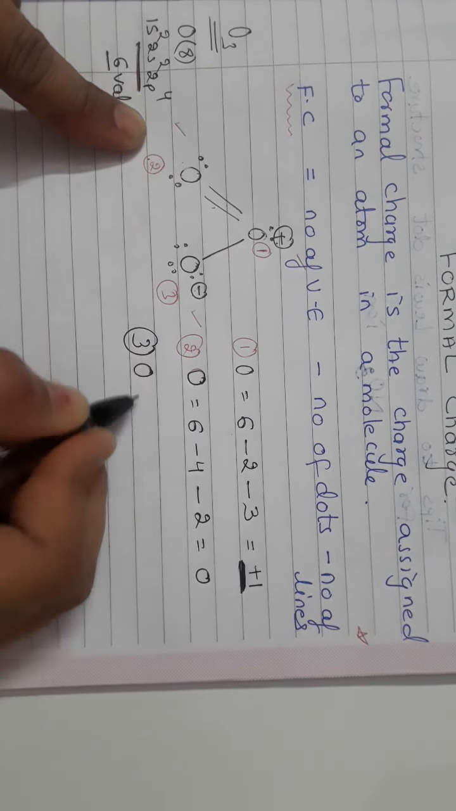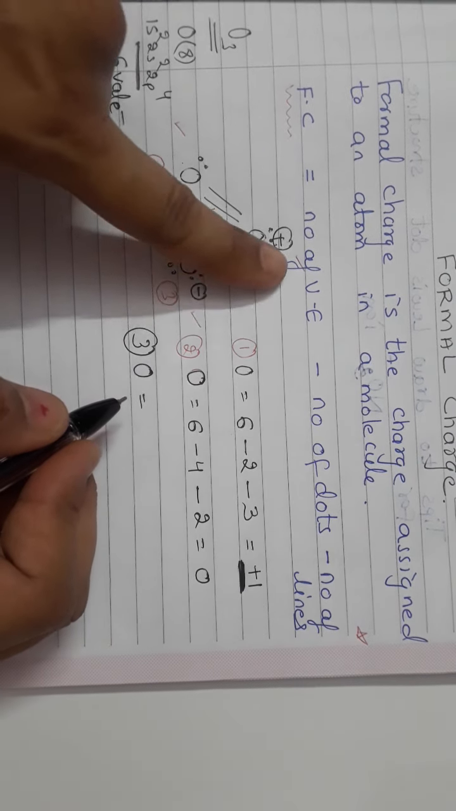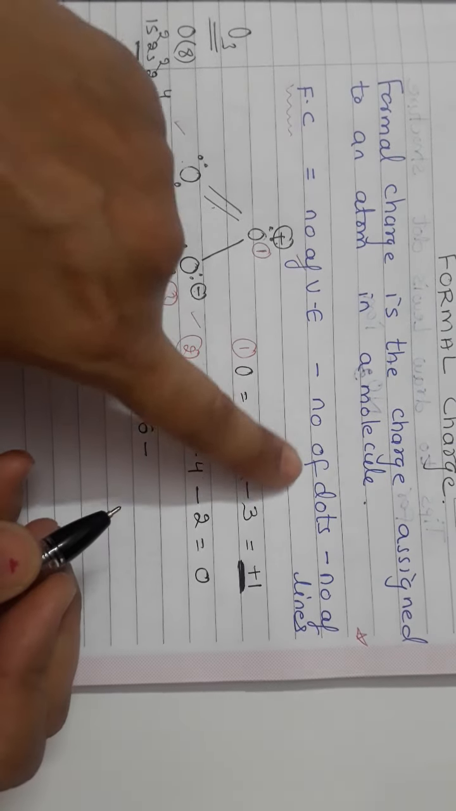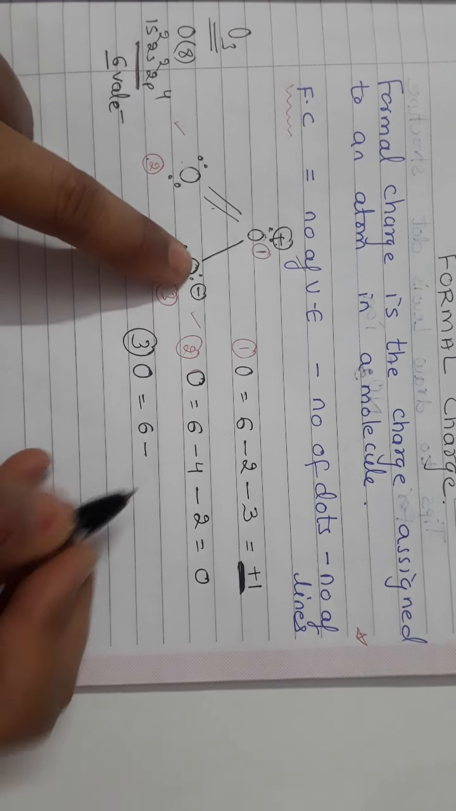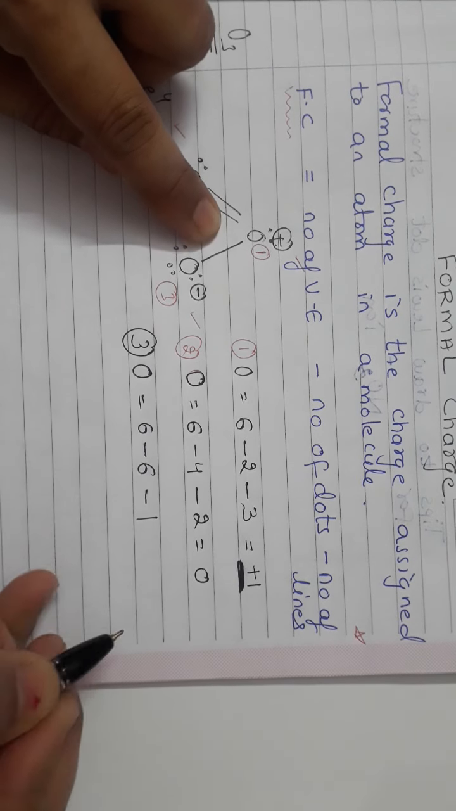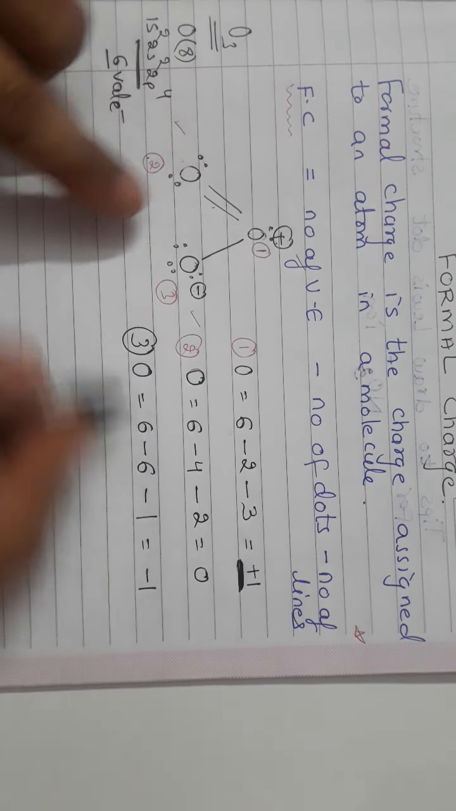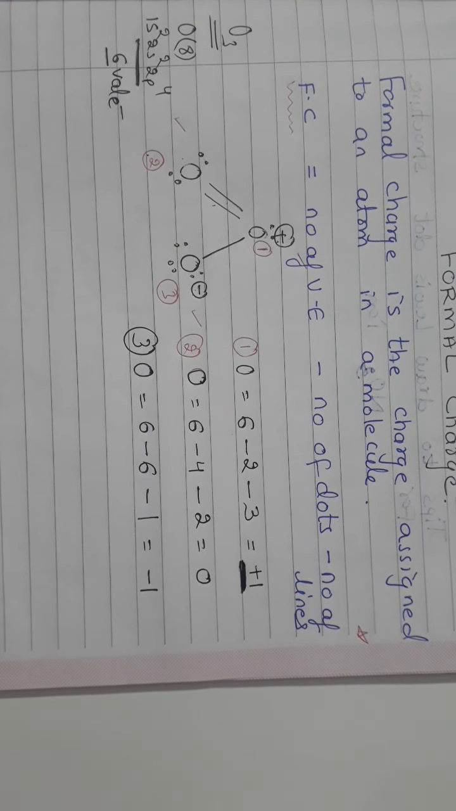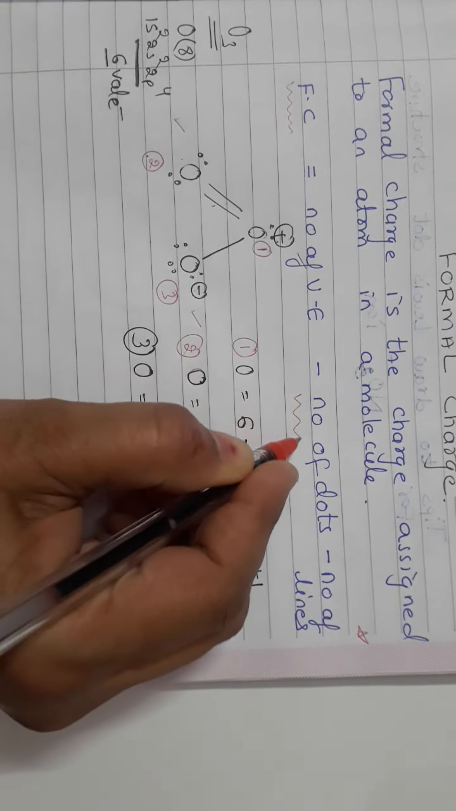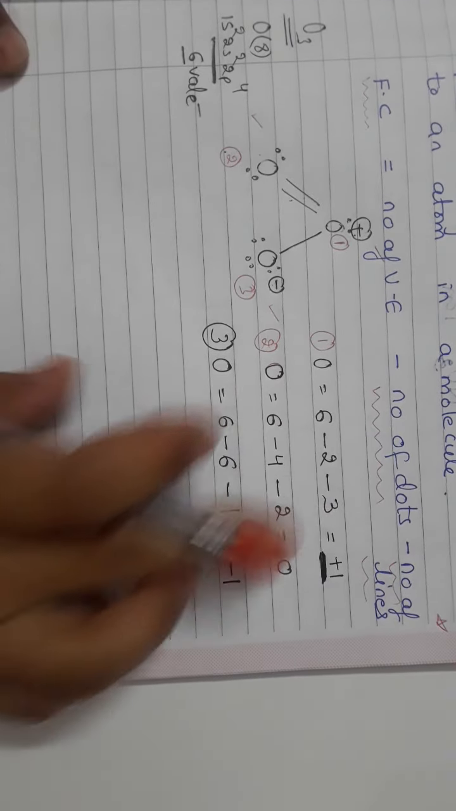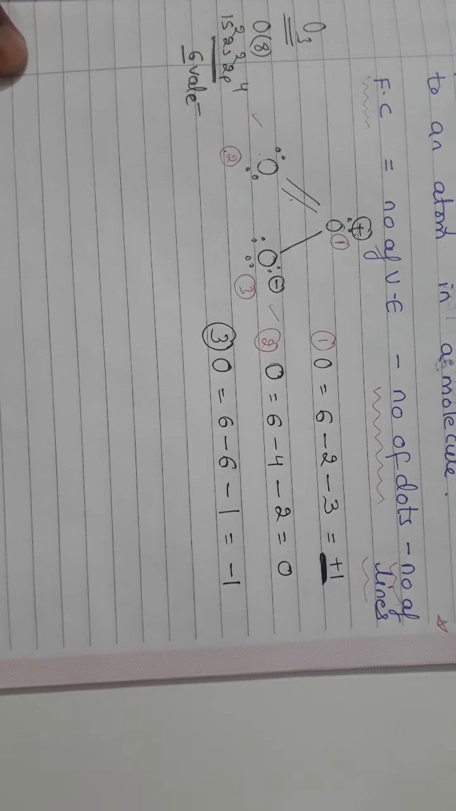Third oxygen atom, let us calculate the formal charge. Number of valence electrons, yes, it is 6, minus number of dots: 2, 4, 6. Minus number of lines. Line is only 1. So your answer is minus 1, and yes, we can see minus 1 is there. Now students, you might be thinking from where we got this number of dots and number of lines. So let me explain this.